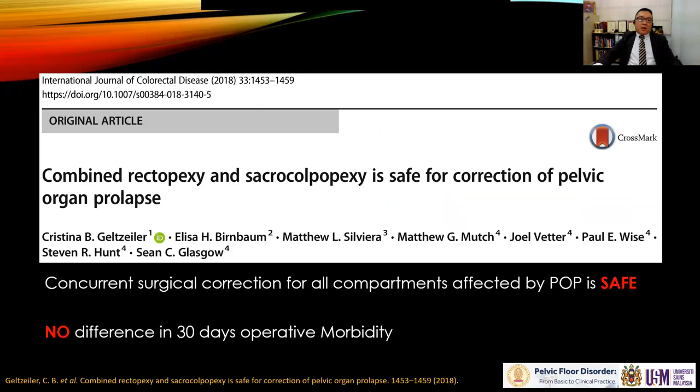How about combination? The combined rectopexy and sacrocolpopexy, is it safe? Yes, it is safe. This is a paper published again 2 years ago. They looked into concurrent correction of all the compartments. They concluded there is no difference in 30-day operative morbidity, looking into complications related to wound, reoperation or readmission. But this paper was limited in that they did not look into the long-term outcome.